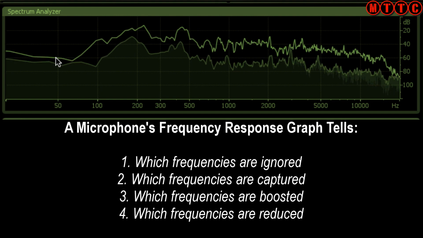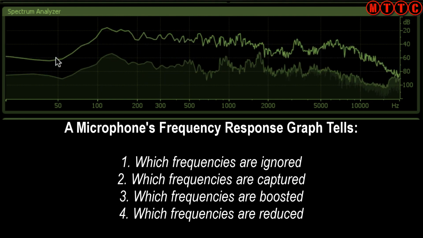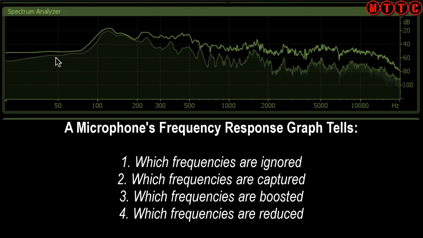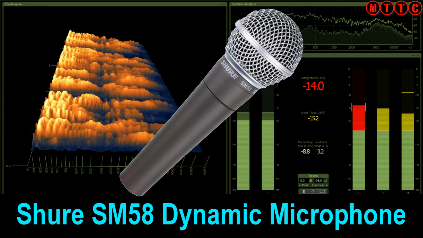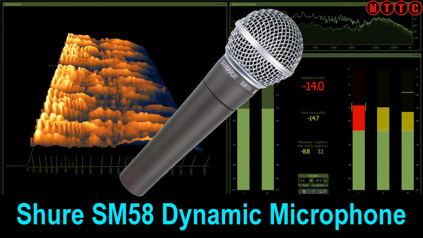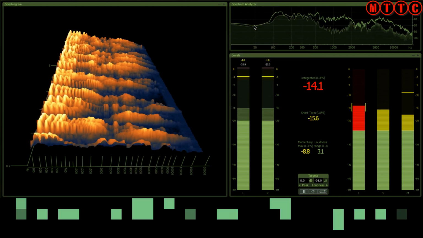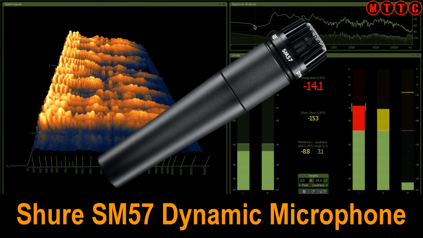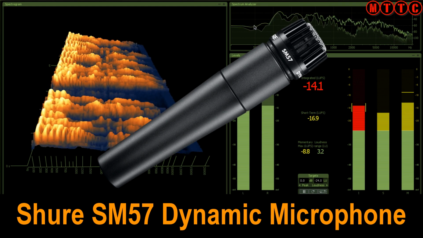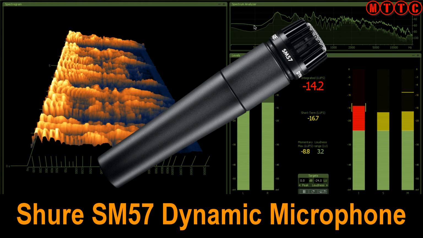Now, it's really important to note as well that different microphones are designed by manufacturers for different tasks or jobs. For example, the world famous Shure SM58 microphone is designed especially for capturing live vocals, whereas the SM57, which again is a world-renowned microphone, is designed particularly for capturing instrument sounds.